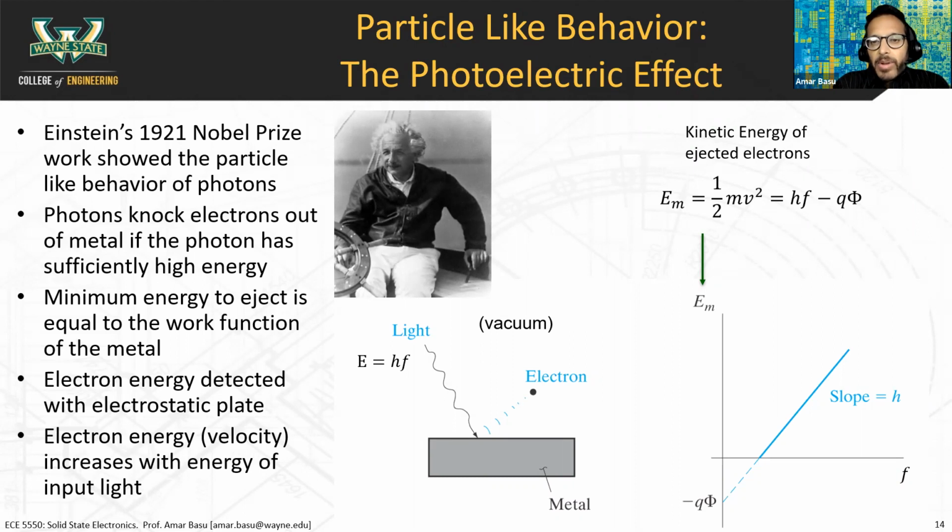Particle-like behavior is when you can imagine something moving in space and bumping into things. Einstein won the Nobel Prize in 1921 because he showed that light can actually have particle-like behaviors. Prior to 1921, all the experiments and models assumed that light was just a wave.